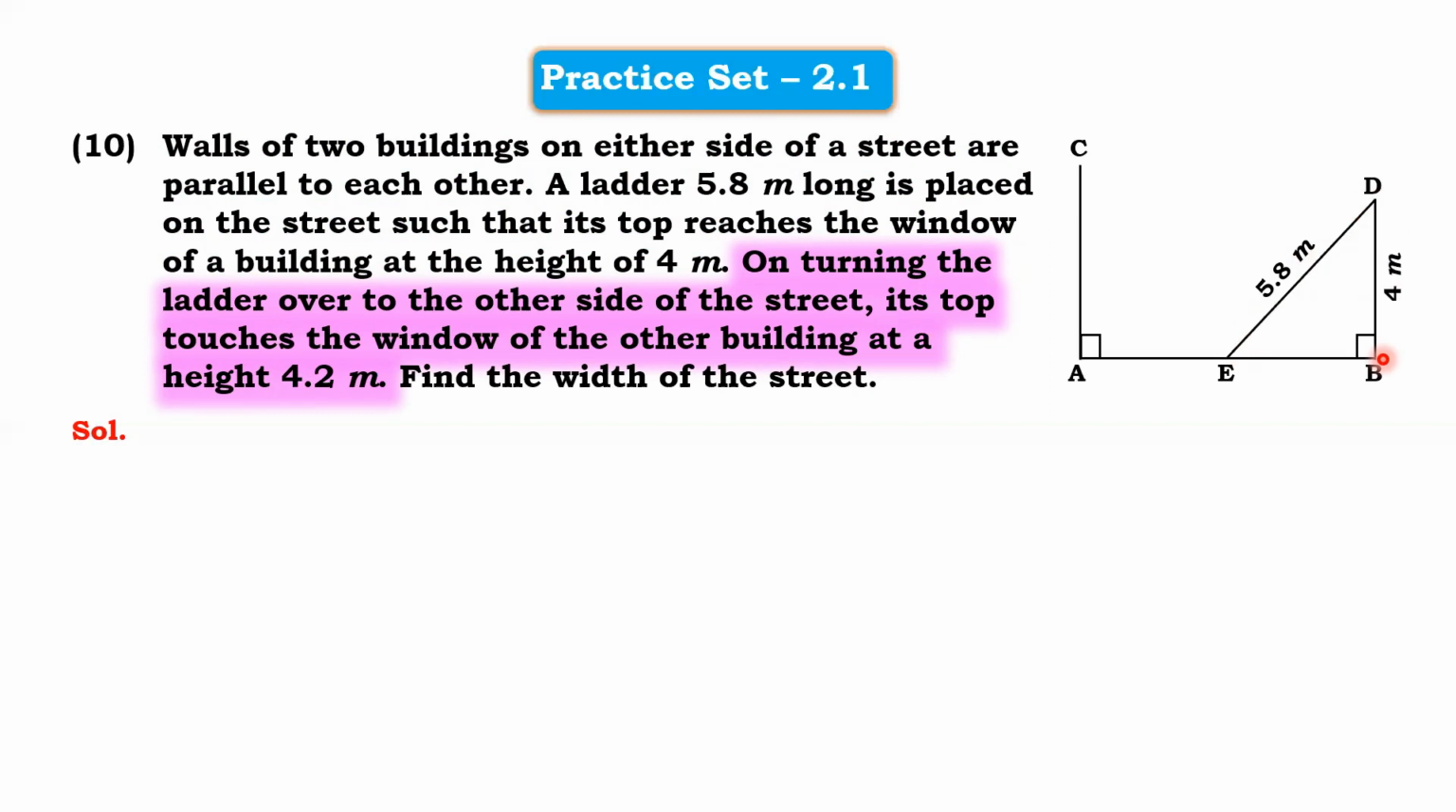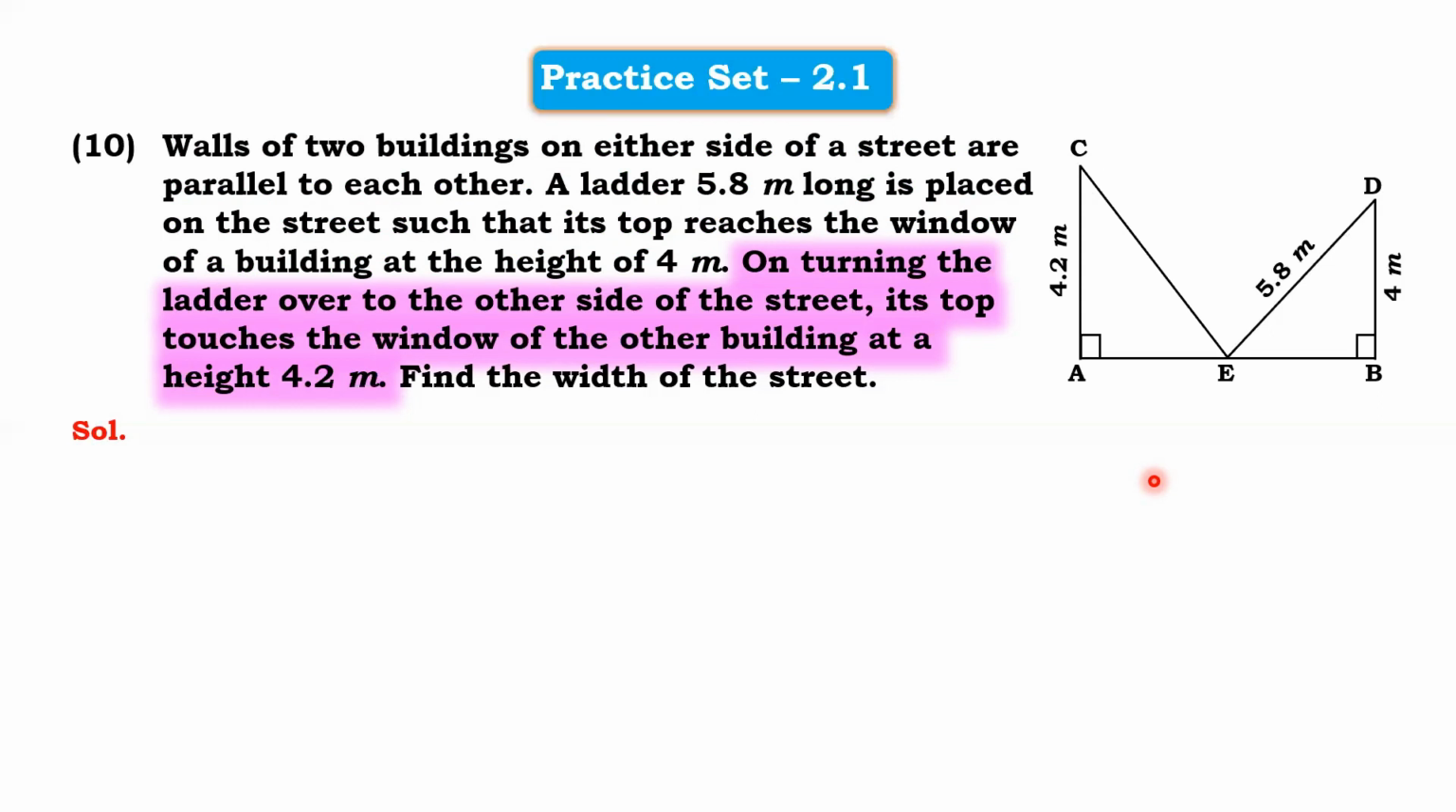Now, what we are doing is moving the ladder from the first building to the second building. But when it reaches the second building, it reaches the window which is at a height of 4.2 meters. So let us say AC is 4.2 meters, where C resembles the position of the window on the second building. So now CE resembles the same ladder after turning its position. ED is the initial position of the ladder, and then CE is the final position.